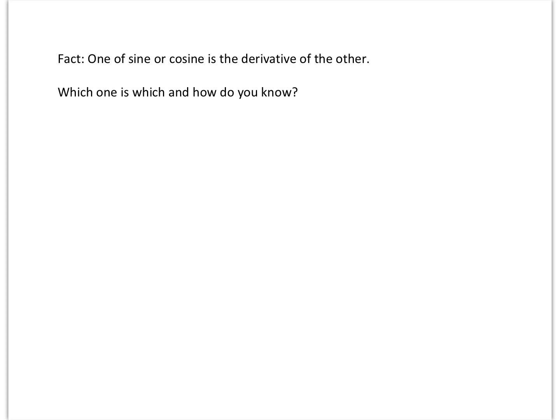Okay, so I'm going to tell you this interesting fact. One of the functions, sine or cosine, is the derivative of the other. We're going to try to figure out which one is which and explain how we know.